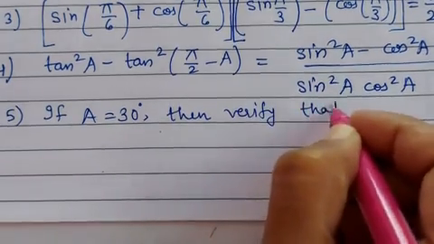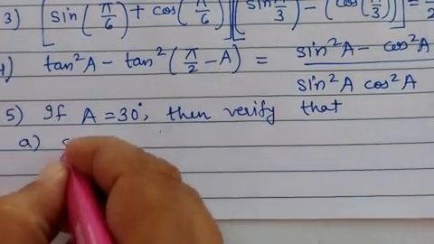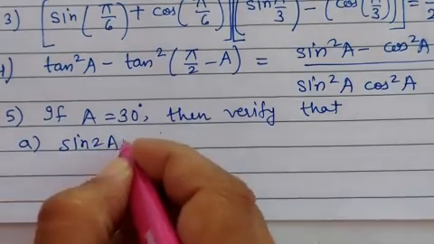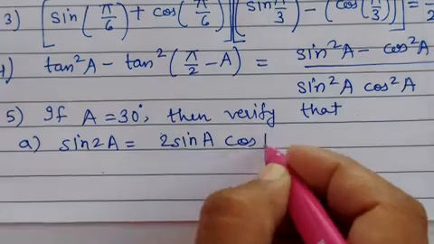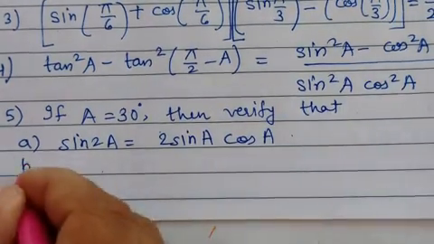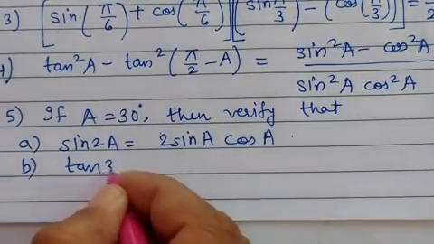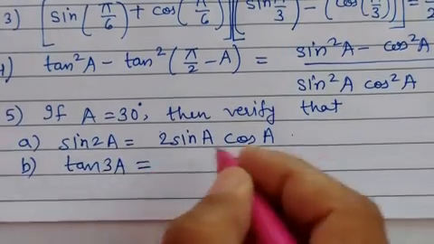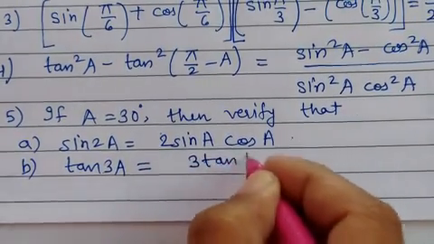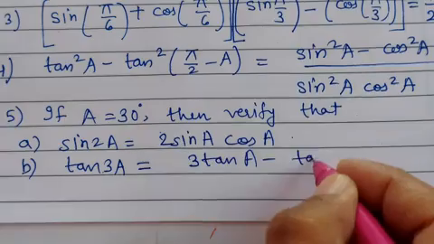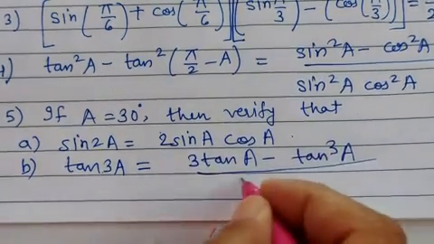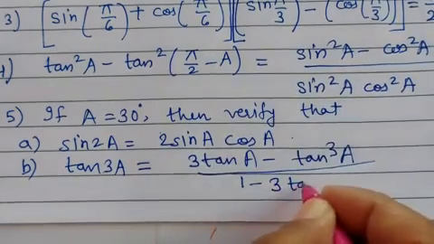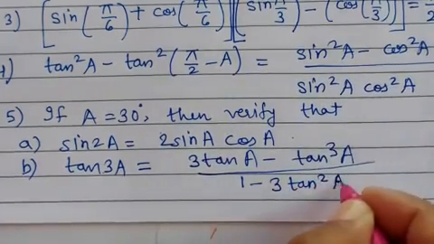And next question, question number 5 is, if A equals 30 degree, then verify that sin 2A equals 2 sin A into cos A, and tan 3A equals 3 tan A minus tan cube A whole upon 1 minus 3 tan square A.